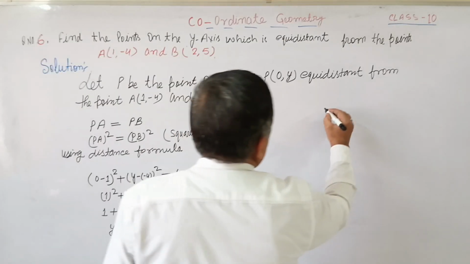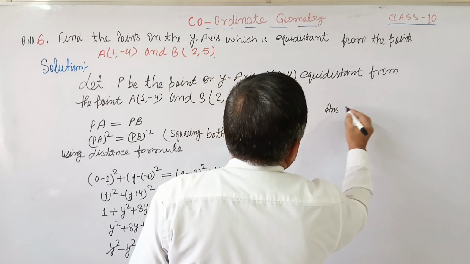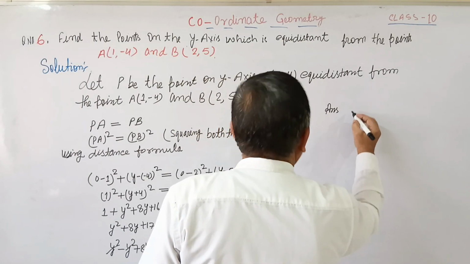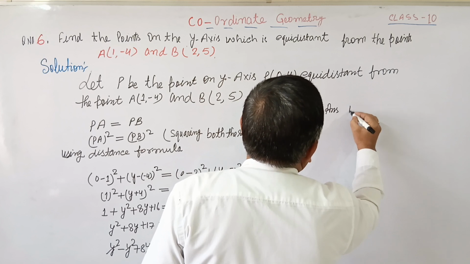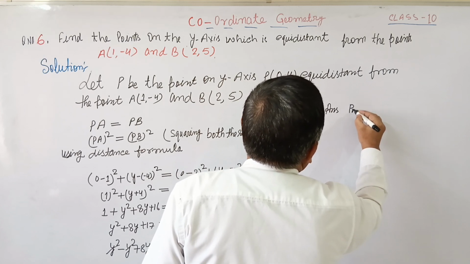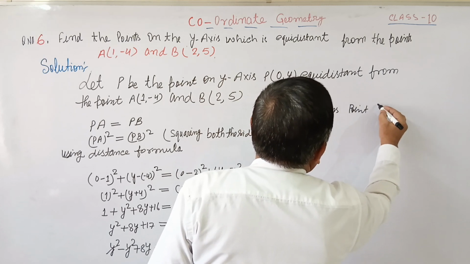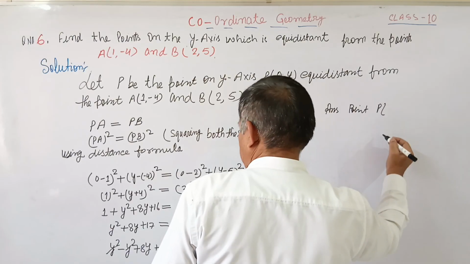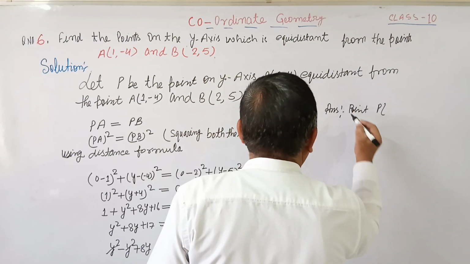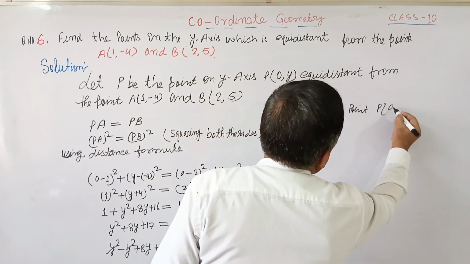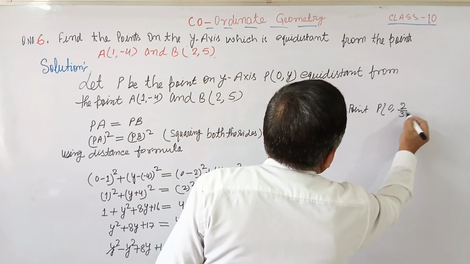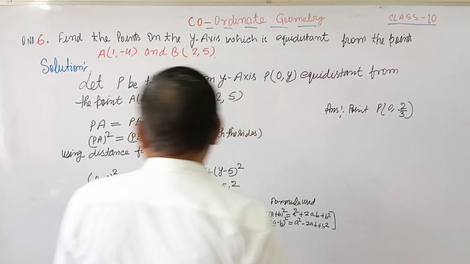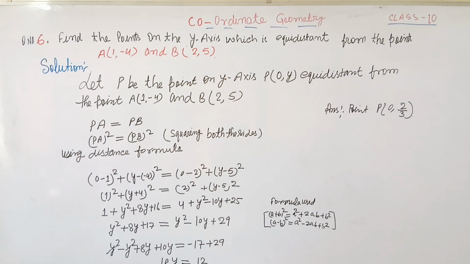So our answer is point P is 0, 2 by 3. So in this way, this question is solved.